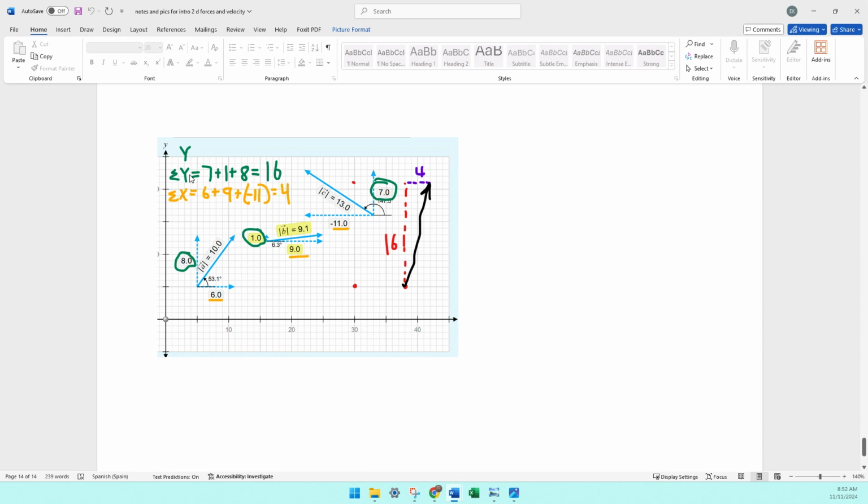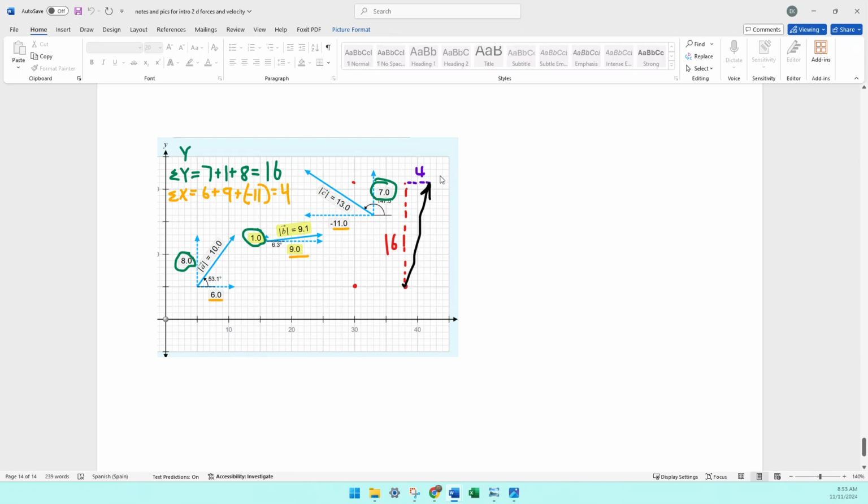We can just add up those y components. You would have 7 plus 8 plus 1. That's going to be 16. That tells you the value of the resultant vector's y component. Then we can add up the x components: 6 plus 9 plus negative 11. The x component would be 4, and so that would be 4 here. So if we start here, we could quickly see our resultant vector is positive 16 y, positive 4 x, and so then we could find the direction of this graphically.